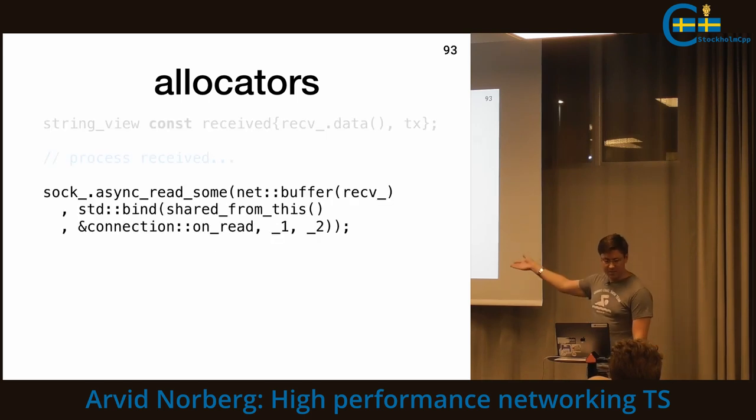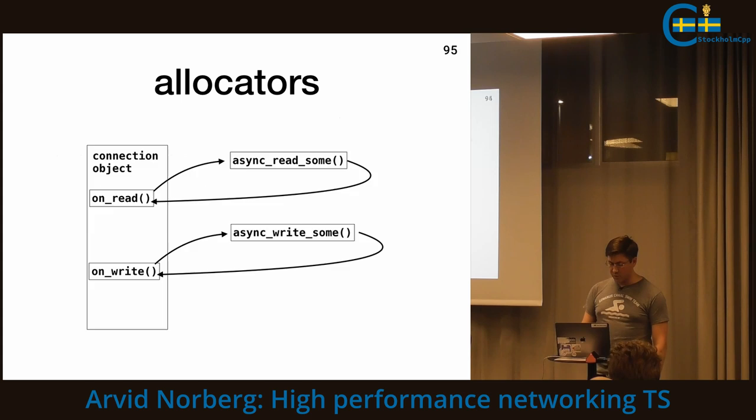So this is what we did in our on read, right? We called std::bind, which constructs a new function object, and we pass that in, and somehow the networking TS will copy that into its job queue onto the heap. Right. And even if you use a lambda, there's going to be some function object that needs to be copied. So with allocators, we can do this more efficiently.